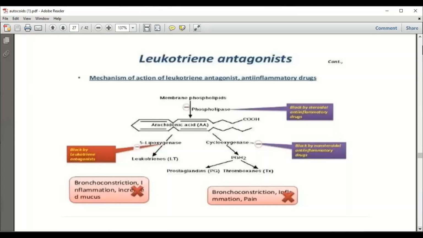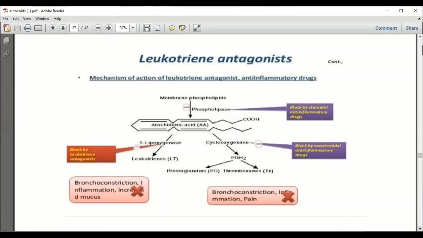Then leukotrienes cause bronchoconstriction and inflammation and increase the mucus plug. This is the reason why, when these leukotrienes are produced by the body, they cause bronchoconstriction, inflammation and increased mucus plug, resulting in asthma. But when you intervene by blocking leukotrienes with drugs like montelukast, this patient does not manifest any symptoms of asthma.